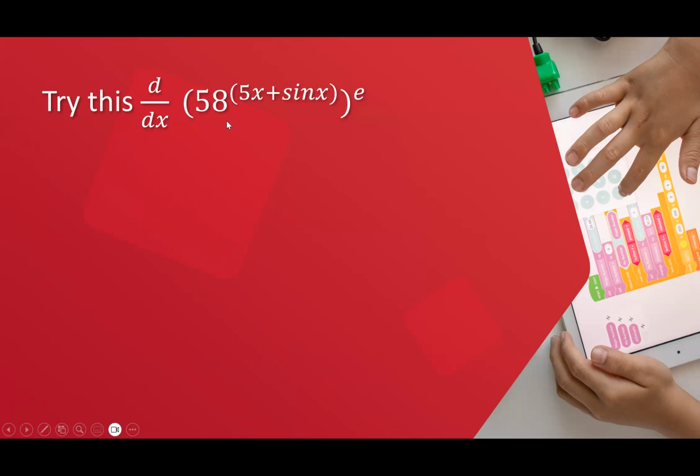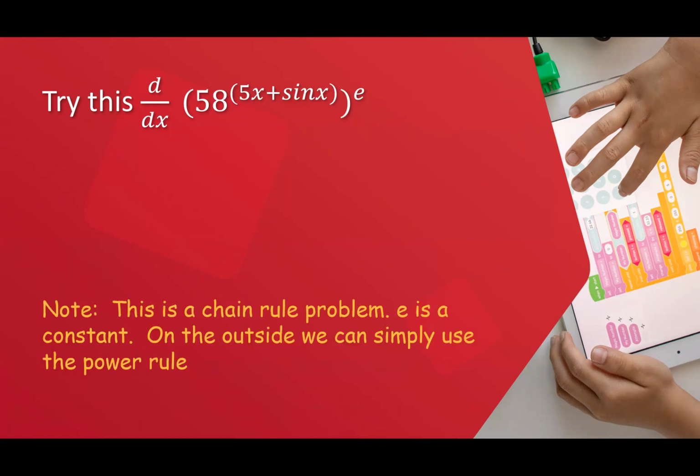Let's try one. Okay, we're going to take the derivative of 58 raised to the 5x plus sine x, all raised to the e. So this is chain rule. This is just a number. So we're going to use the power rule by throwing the exponent out in front and subtracting 1. Then we'll have to do the derivative of 58 to the 5x plus sine x, which would equal 58 to the 5x plus sine x times the derivative of the function, 5 plus cosine of x, times the adjustment, natural log of 58. So look at what we have.